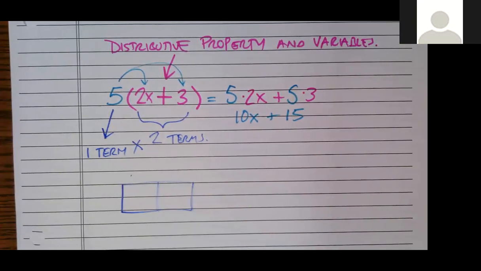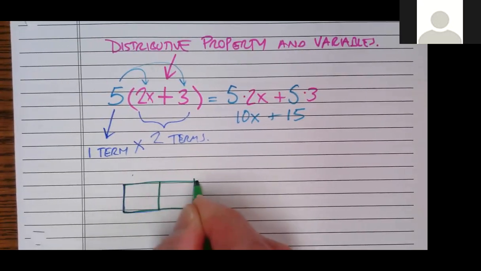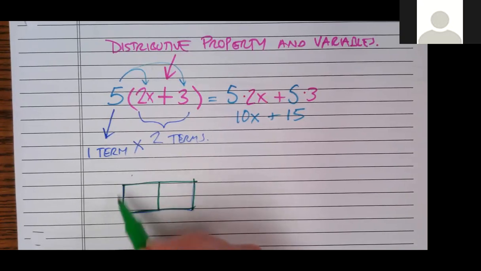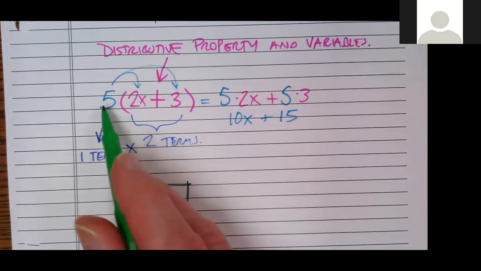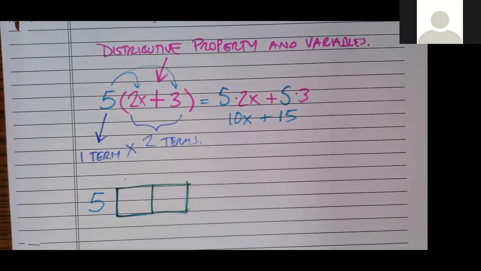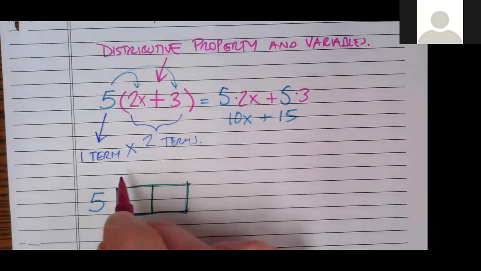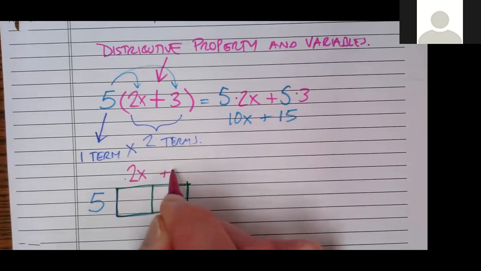Wow, this is dead. I'm not going to use this pen anymore. All right, so 1 by 2. What that means here is that we're going to make a rectangle like this. On the side that I have a 1, I'm going to write my 1 term. That 5 is going to be right here on the side, okay? On the place where I've got the 2 terms, I'm going to write those across the top here. I'm going to write that 2x, and I'm going to write that plus 3.